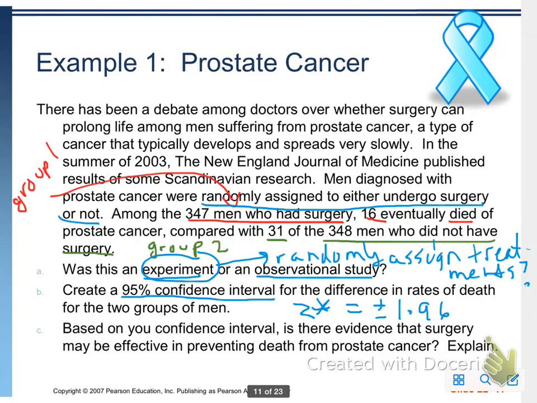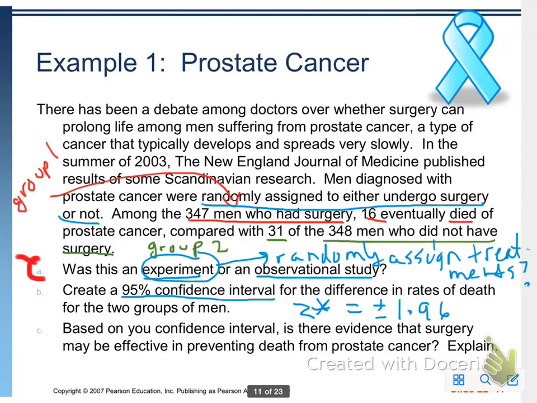Okay, so you probably already read this prostate cancer example. And what I did is I underlined some important information. First of all, in red, called that group 1, men who had surgery. And group 2, underlined in green, those are men who did not have surgery. Okay? And I answered the first question in part A right here.